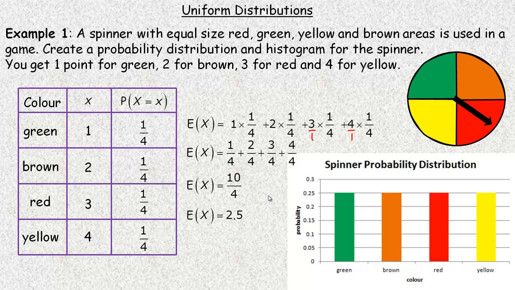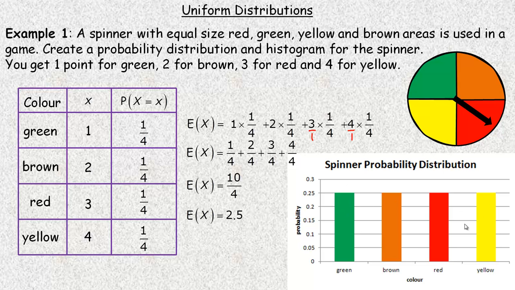Actually, not about, it's exactly 2.5. So that's the expected number of points for the game. You would expect on average to get 2.5 points. Notice it's between the two middle ones here.